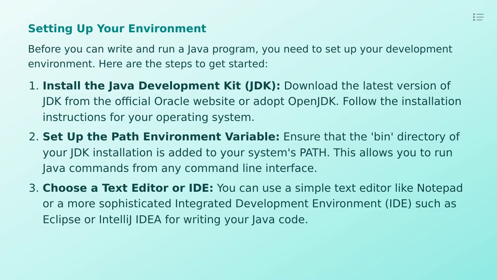Now, setting up your environment. Before you can write and run a Java program, you need to set up your development environment. Here are the steps to get started. First, install the Java Development Kit, JDK. Download the latest version of JDK from the official Oracle website or adopt OpenJDK. Follow the installation instructions for your operating system.